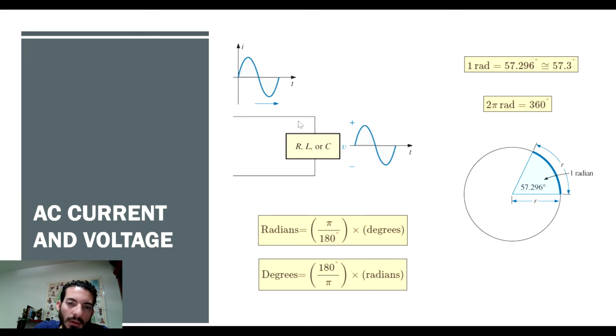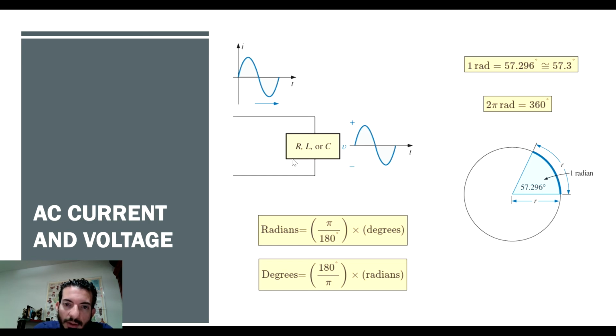Okay, so that's the input for the circuit, but the circuit has resistors and inductors and capacitors, and that's another thing that we will learn: what happens when that wave is the input to the circuit and it has capacitors and inductors in series, or capacitors and resistors in parallel. So those are the details that we're going to be learning, but for now let's focus on the characterization of the input.